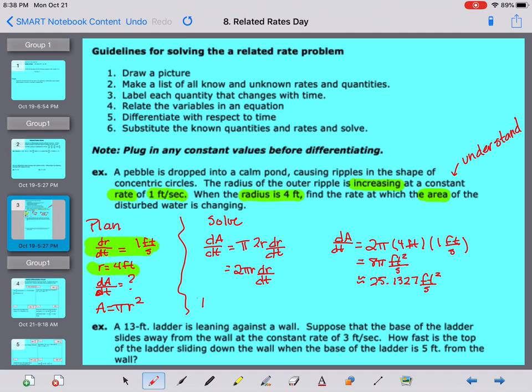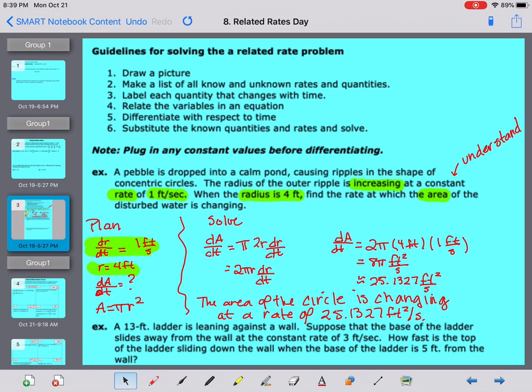So I would say that the area of the circle is, and I can say increasing or changing, at a rate of 25.1327 feet squared per second. Okay, so answering the question right there.